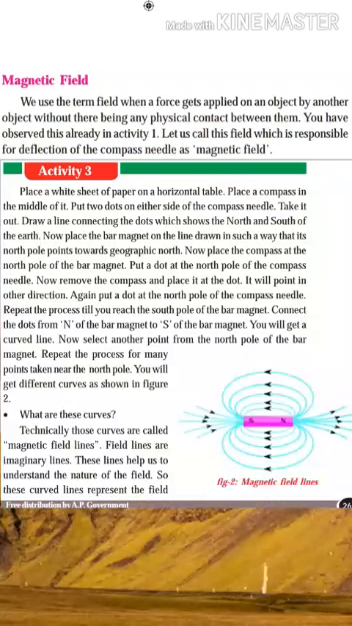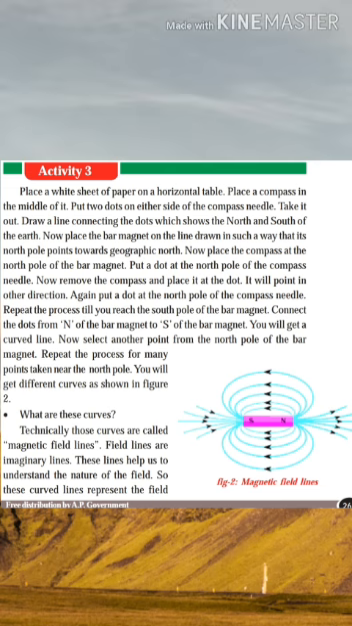What is a magnetic field? We use the term field when a force gets applied on an object by another object without there being any physical contact between them. You have observed this already in activity 1. Let us call this field, which is responsible for the deflection of the compass needle, the magnetic field.